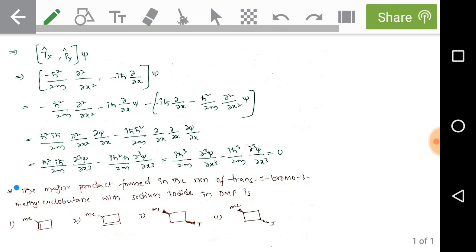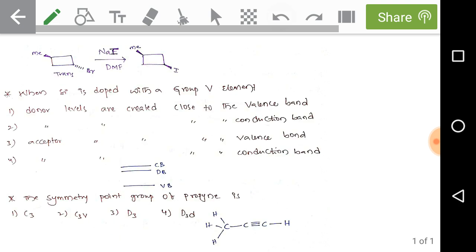Next one, the major product formed in the reaction of trans 1-bromo 3-methyl cyclobutane with sodium iodide in dimethylformamide. Just look at the compound. We are given dimethylformamide, which is a polar solvent, but it doesn't have any acidic proton. That's why it is an aprotic polar solvent.